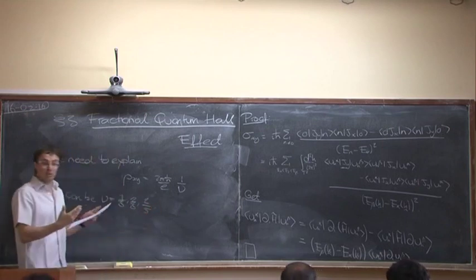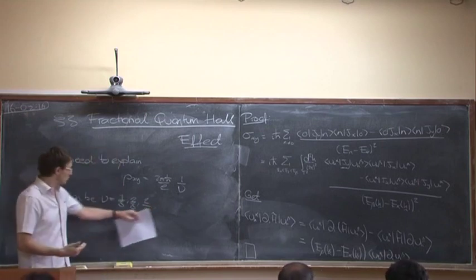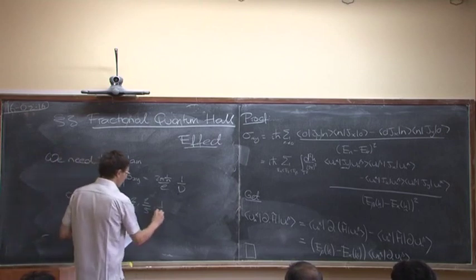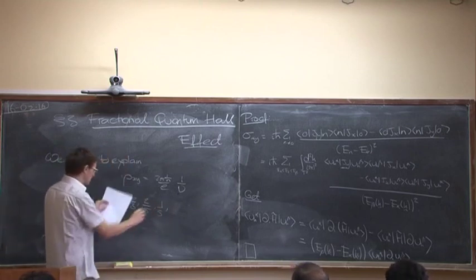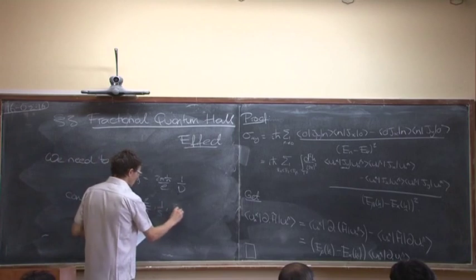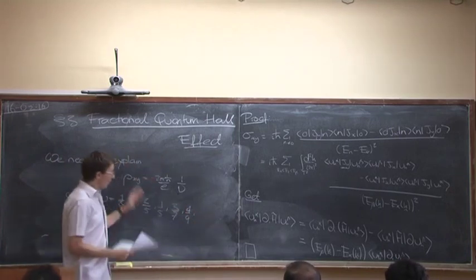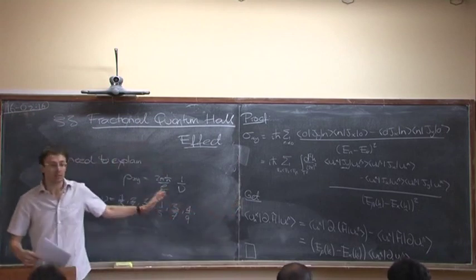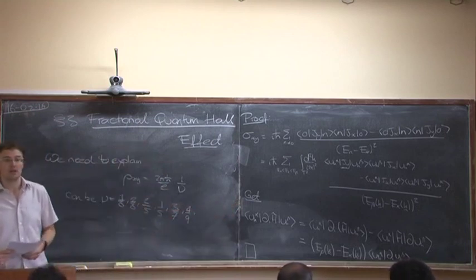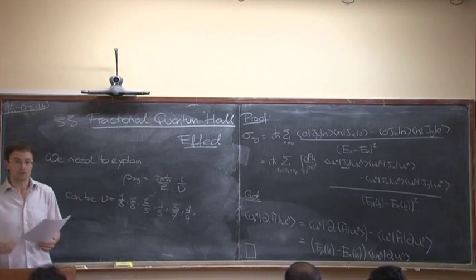But the other fractions tend to appear in very specific orders. So 2/5 is prominent. 1/5, if you're in a suitably high magnetic field, is prominent. 3/7, 4/9. And then a whole slew of fractions. I think there are about 80 different fractions that have been seen in various quantum Hall systems.